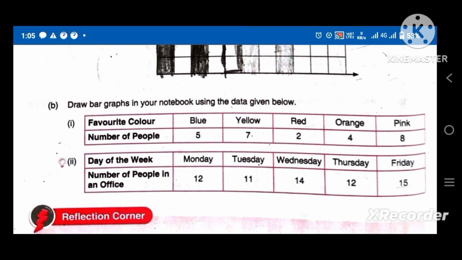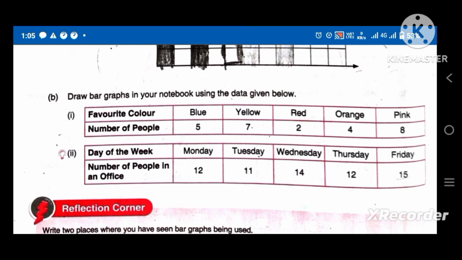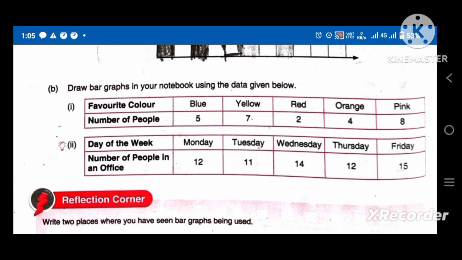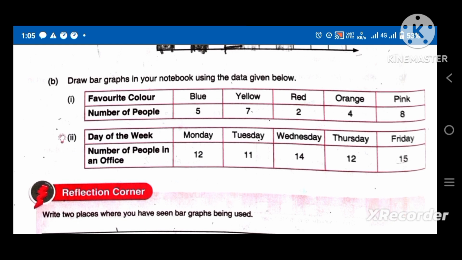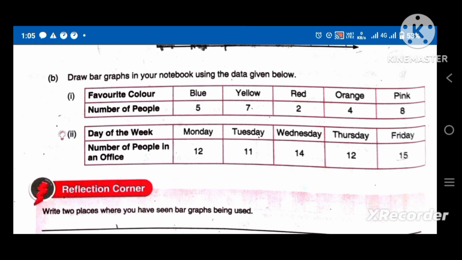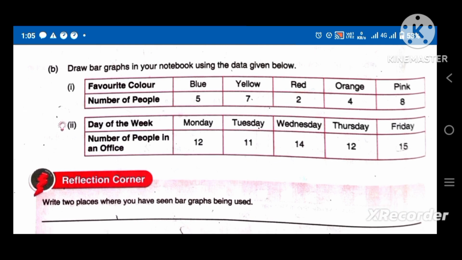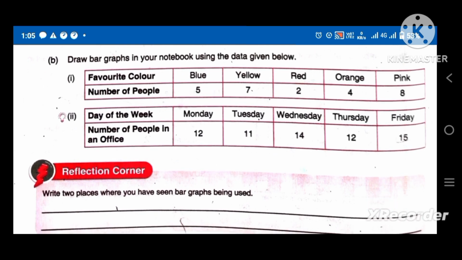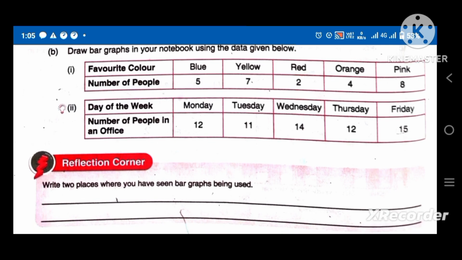B. Draw bar graphs in your notebook using the data given below. Favorite color: blue, yellow, red, orange, pink. Number of people: blue 5, yellow 7, red 2, orange 4, pink 8. Second one, day of the week, number of people in an office. Monday 12 people, Tuesday 11, Wednesday 14, Thursday 12, Friday 15.